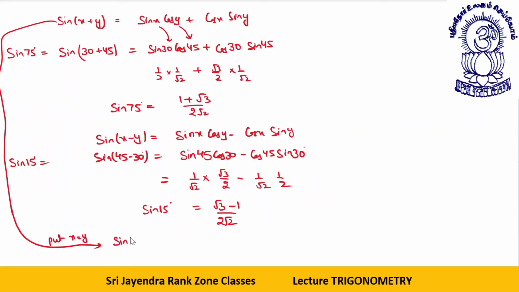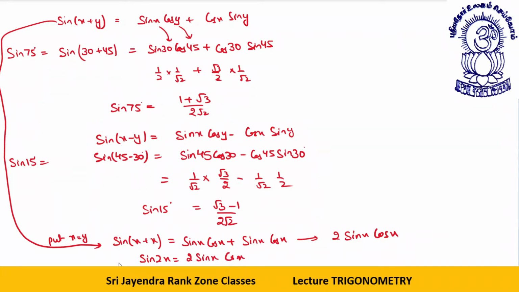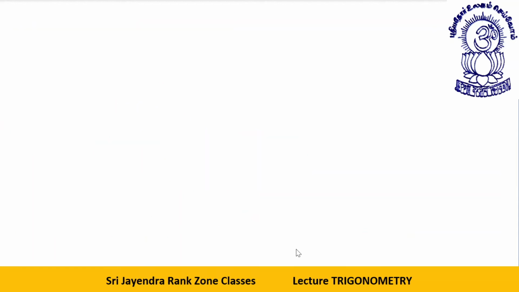I get sine X, in terms of Y you put X, that will be sine X cos X plus sine X cos X. That will be nothing but 2 times sin X cos X, that is sin 2x is equal to 2 sin X cos X. Dear students, you don't know how many times you will be using this formula. A very important formula.